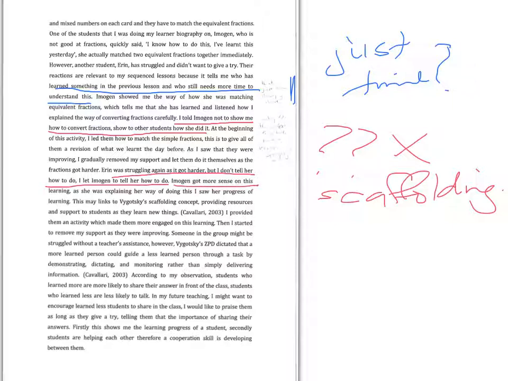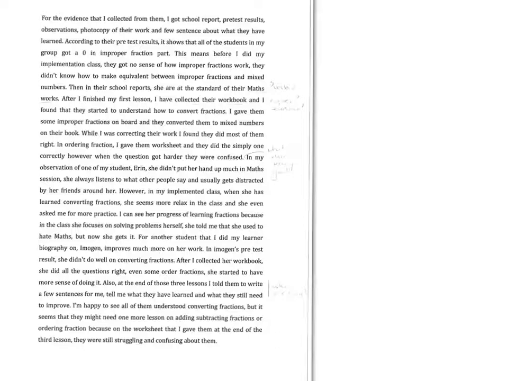But in the next little section, she does start to respond to my concerns earlier. Imogen got more sense on this learning as she was explaining her way of doing this. I saw her progress of learning. So there's starting to be this kind of analysis, although it's not particularly strong. In this area, the student is starting to really interpret the evidence of learning progress. She talks initially about the evidence that she gathered to establish a baseline, but I'm a little concerned about the lack of professional language used.